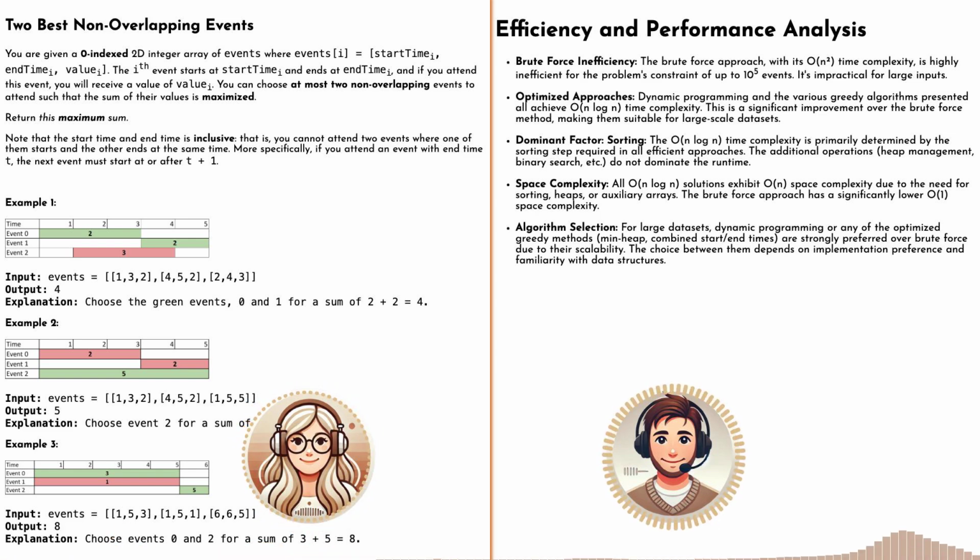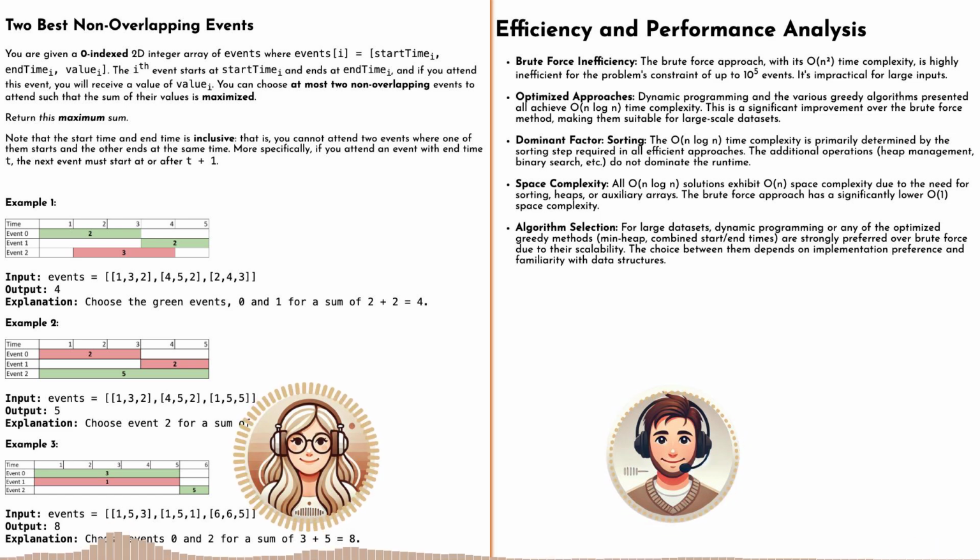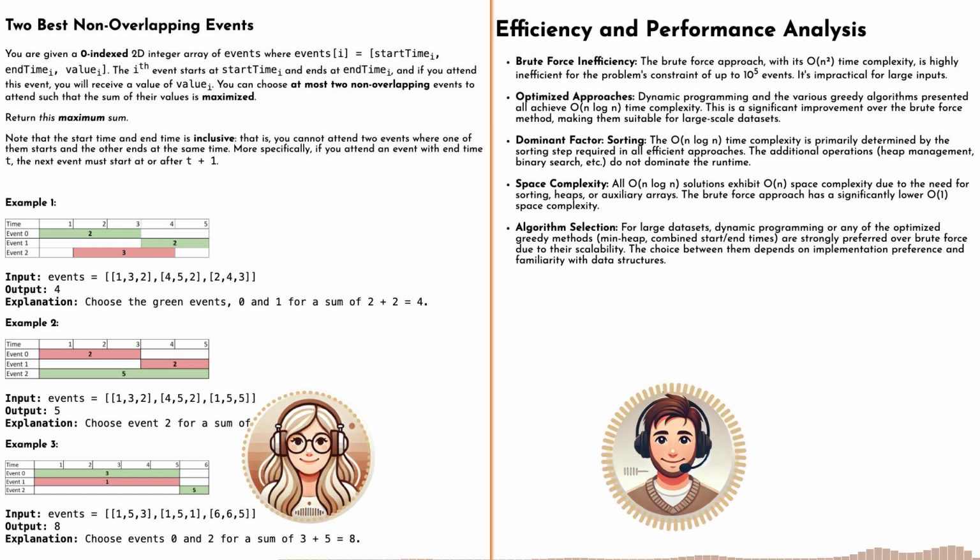Okay, that makes sense. And what about memory? How much space does it use? Right. We need to store that suffix array. Yeah, and that takes up space based on how many events we have. So n again. Okay, so both time and space depend on the number of events. Exactly. More events means more time and more memory.